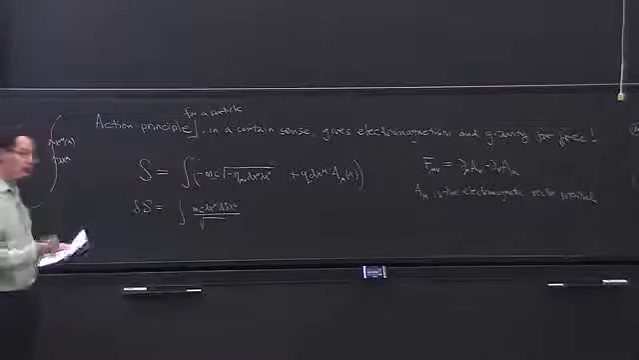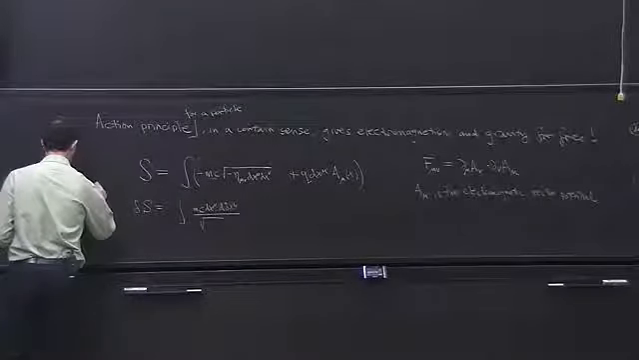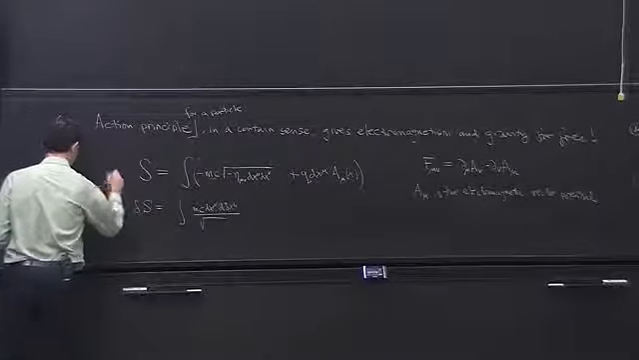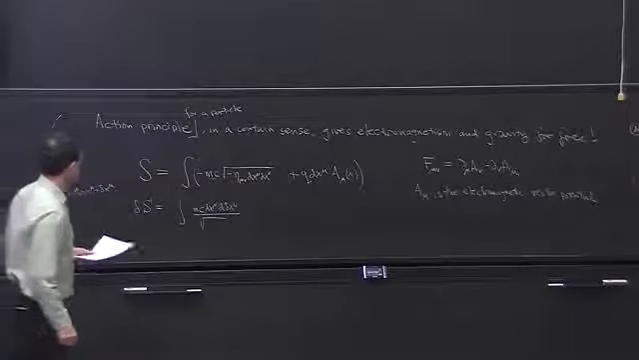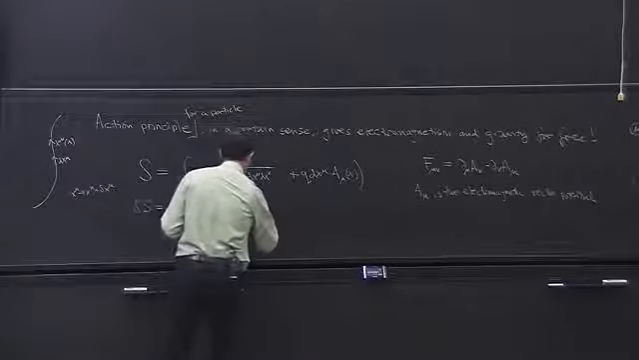Okay, so I'm just varying x mu goes to x mu plus delta x mu. The variation of the action looks like this. And then I've got Q.